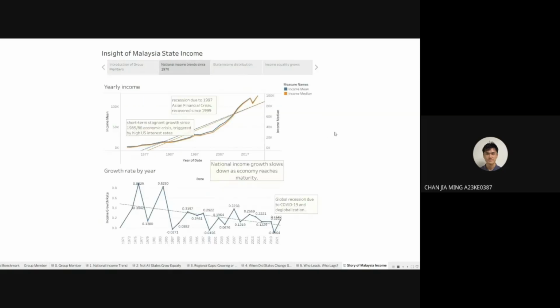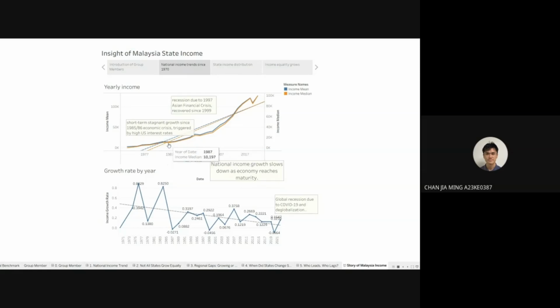So now let's have a look at the first question. The national income trends since 1970. From here we can see it has an overall upward trend, even though there are some changes. Let's look at the first short-term stagnant growth since 1985 and 86, an economic crisis triggered by the high US interest rates. The economy is highly dependent on the US market, so that's a reason why we have a very low growth rate. You can see the upper graph is related to the lower graph as well.